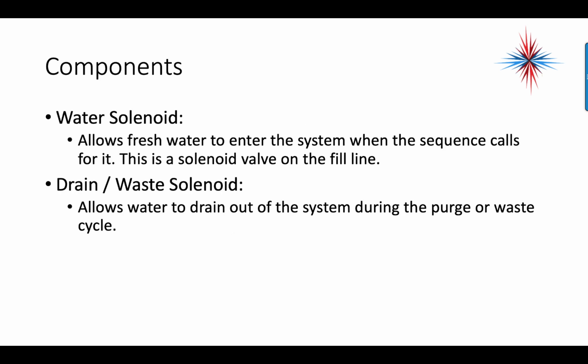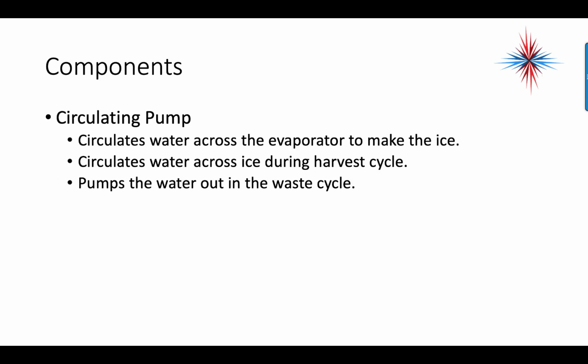You also have a water solenoid. This solenoid allows fresh water to enter the system when the sequence calls for it. This is a solenoid valve that is on the fill line. That's the water line coming in from the tap water or from the water supply piping. Should have a filter someplace in it as well. You have a drain or waste solenoid. It allows water to drain out of the system during the purge or waste cycle.